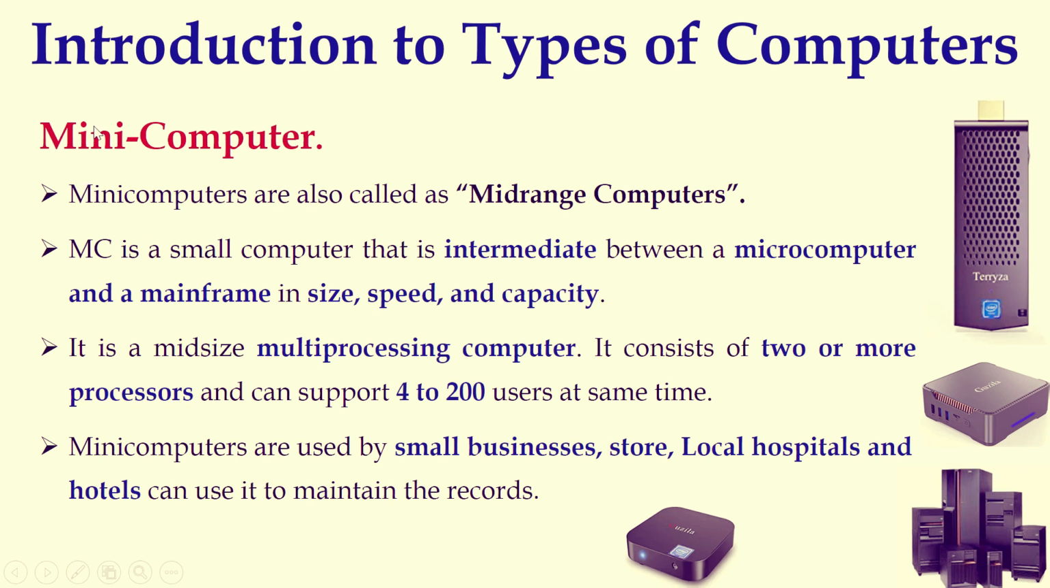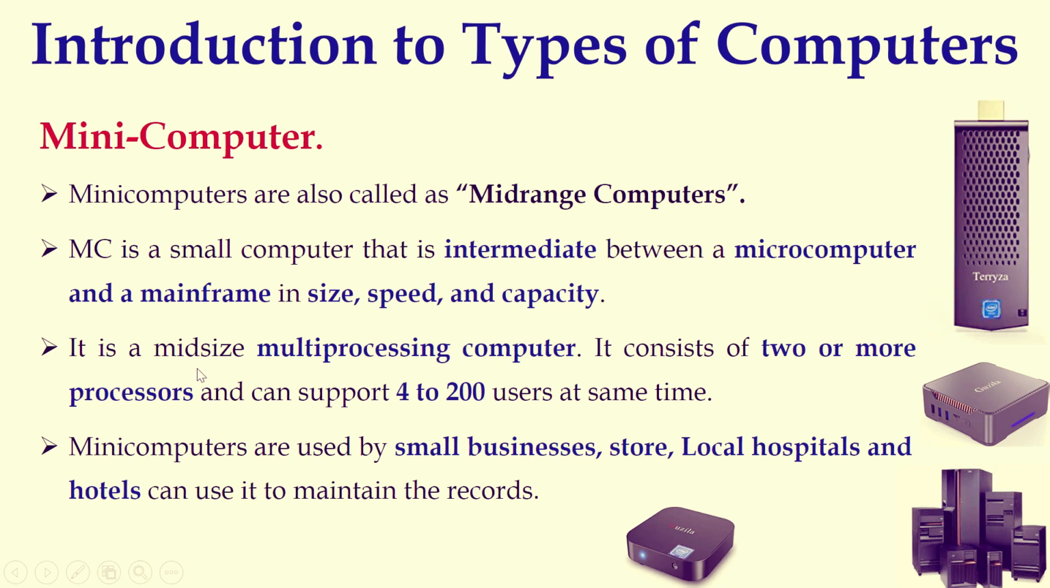And moving to minicomputers. Mini means small. Minicomputers are also called mid-range computers because they are in between mainframe computers and workstations. A minicomputer is a small computer that is intermediate between a microcomputer and a mainframe in terms of size, speed, and capacity. When you compare minicomputers with workstations and mainframes, they are intermediate in size, speed, and capacity.